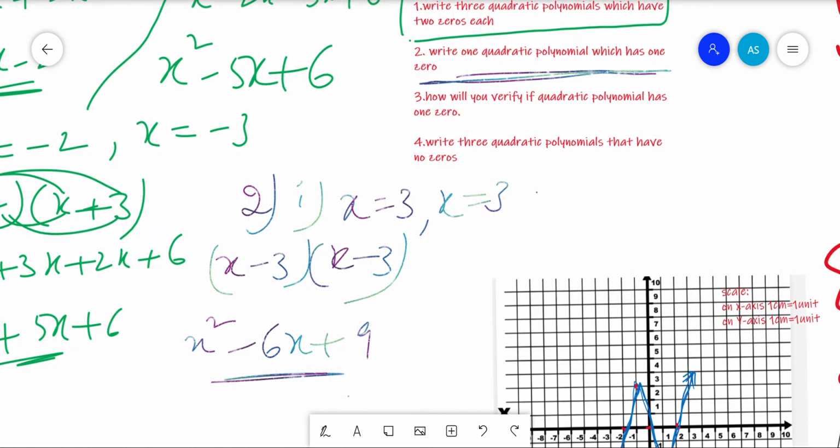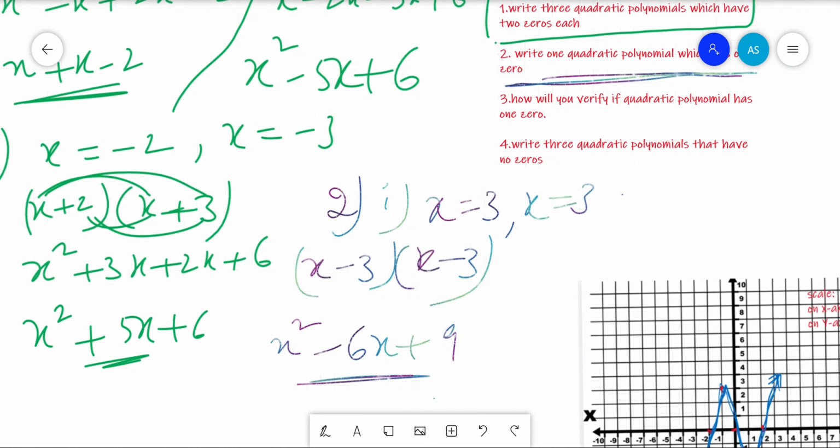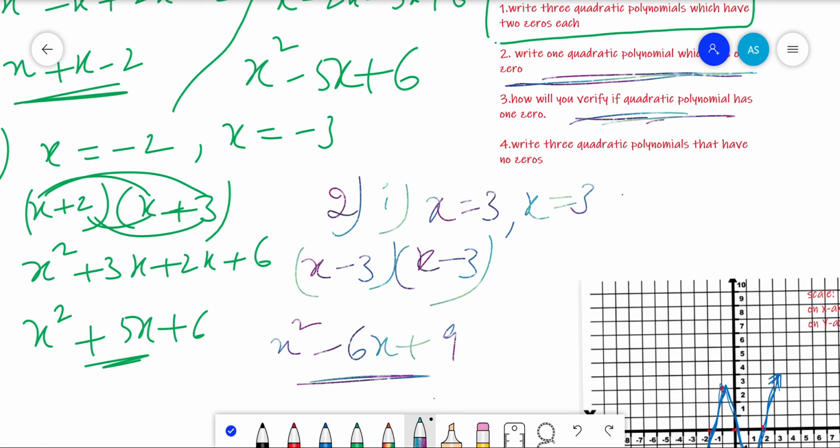Next, third question is, how will you verify that a quadratic polynomial has 1 zero? If it intersects the x-axis at only one point, then it has only 1 zero. Suppose, for example, for this second question, we will draw the graph. It will intersect at only one point. Like this you will get for this question. Okay, so we can verify that it has only 1 zero. And I already showed this in the previous also.